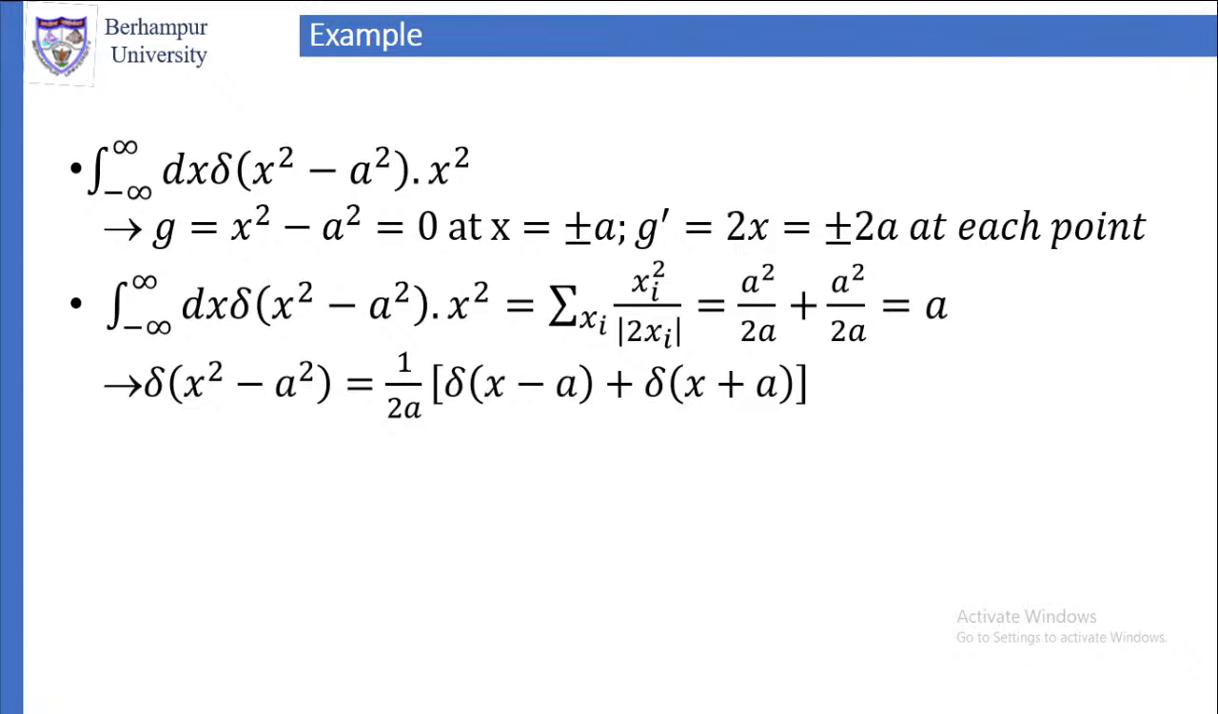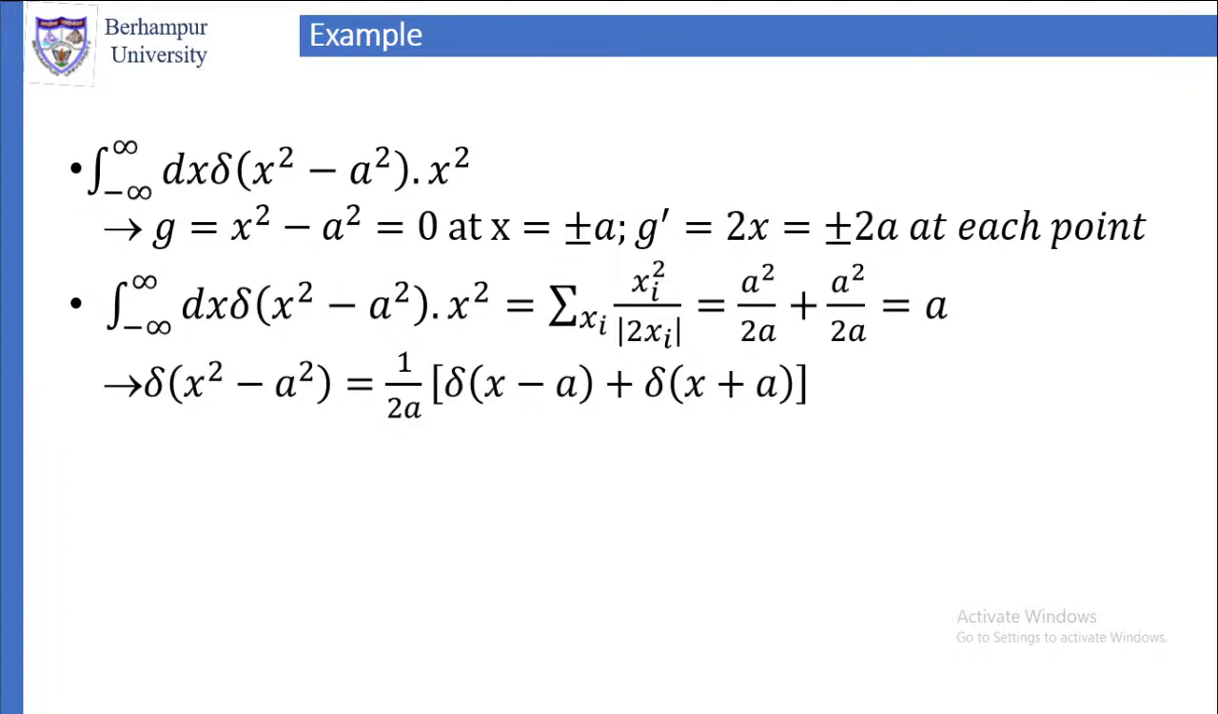So if you use that, the integral of dx delta(x² − a²) x² is equal to the summation over xi of xi² divided by |g′(xi)|, because for f(x) equal to x², the contribution exists only at the points where g(x) is equal to 0. Those are 2 points, so xi² divided by 2xi, which you can write as a²/2a plus a²/2a, that is equal to a.